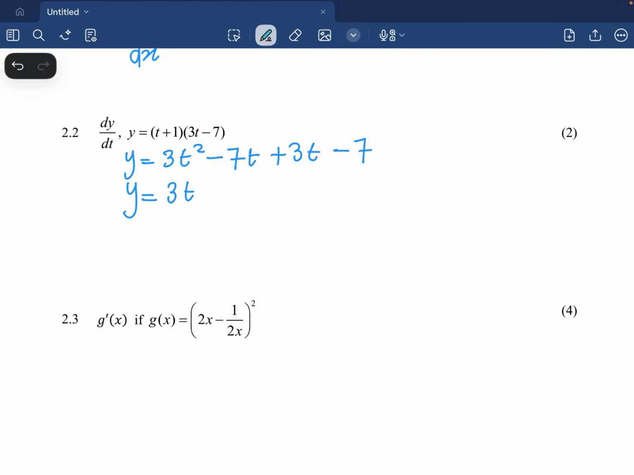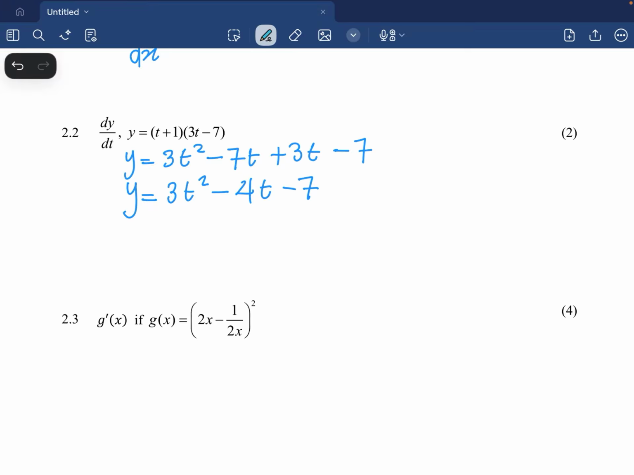This is going to be 3t squared, then minus 7t plus 3t. This is going to be minus 4t, then minus 7. Right, so now our expression is simplified. There's no t inside the radical sign. There's no t as a denominator. Right, and y is written as the subject of the formula.